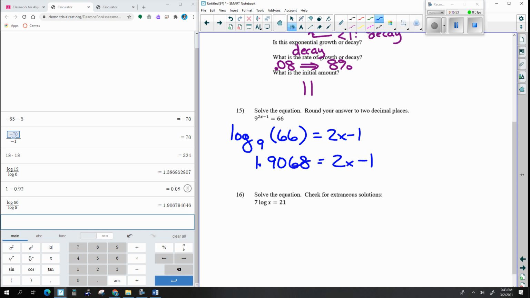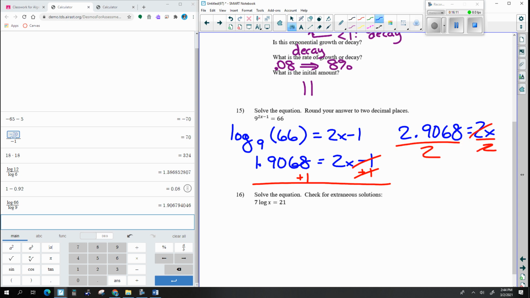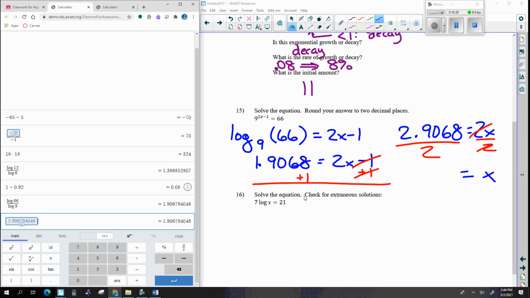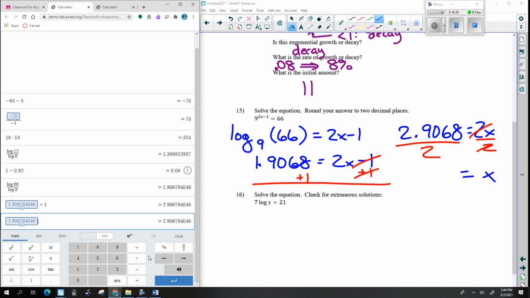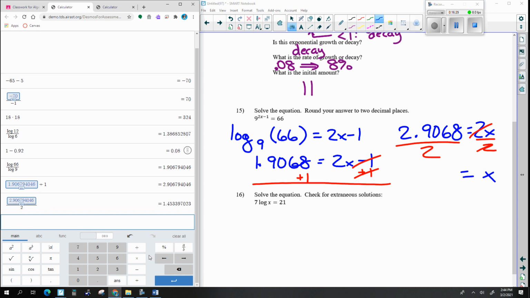All right, so I'm going to solve for x. The first thing I do is I add 1, and so that's going to be 2.9068. And then I divide by 2, and that will leave me whatever that is, divided by 2. So from my initial answer, I need to add 1 and then divide by 2. There it is. To 2 decimal places, that'd be 1.45.